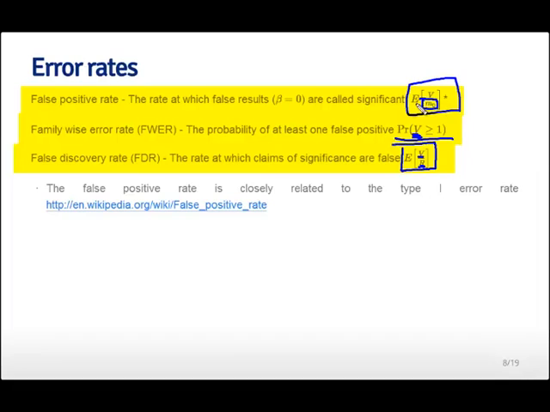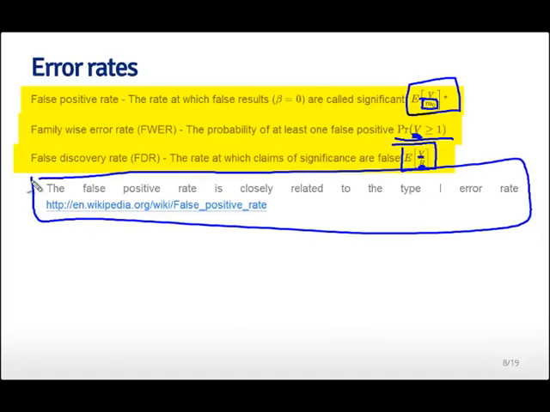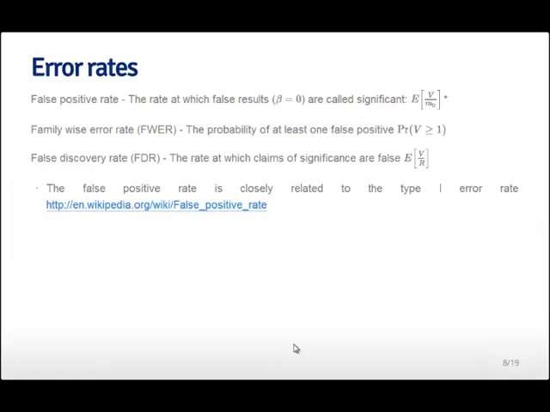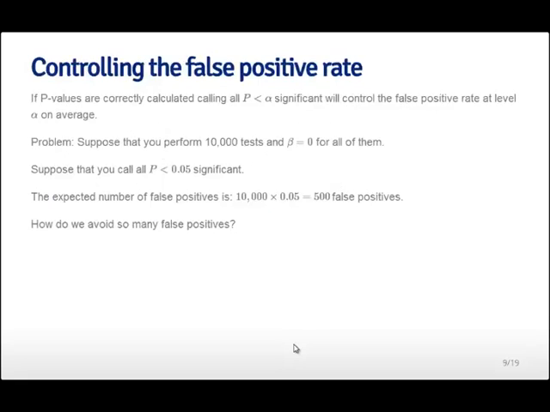So the false positive rate is closely related to the type 1 error rate, and it's actually kind of a subtle distinction, and if you want to learn a little bit more about that, I've linked to the Wikipedia page here. So the next part of multiple testing is, now that we've defined the different error measures, how do we actually define a procedure that can be used to control that error measure?